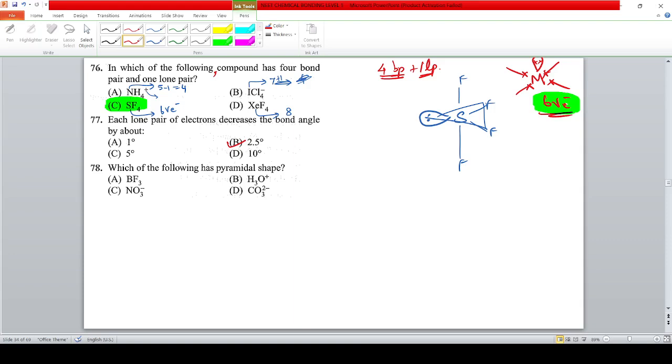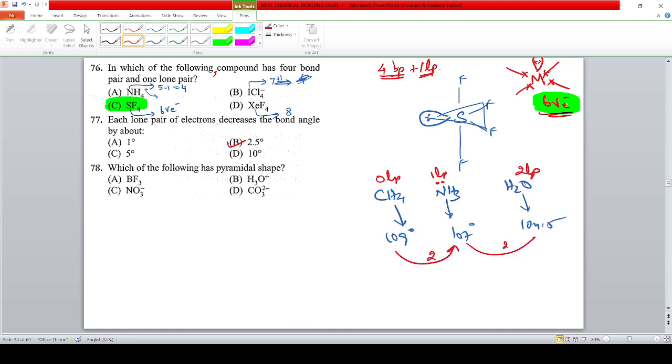Let us think with an example. Methane, ammonia, water. The bond angle is exactly 109 tetrahedral, 107 degrees, and 104.5 degrees. So what is the difference? Here 0 lone pairs, here 1 lone pair, here 2 lone pairs. So 1 lone pair decreases by about 2 to 2.5 degrees. So the answer will be in between 2 to 2.5.